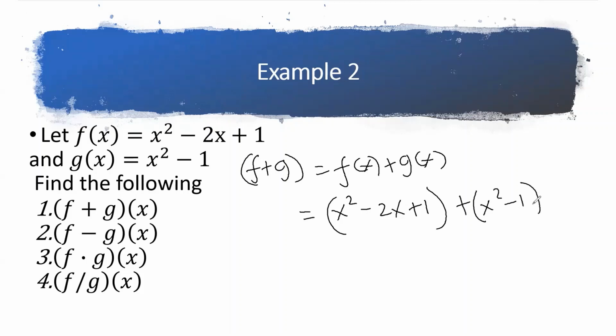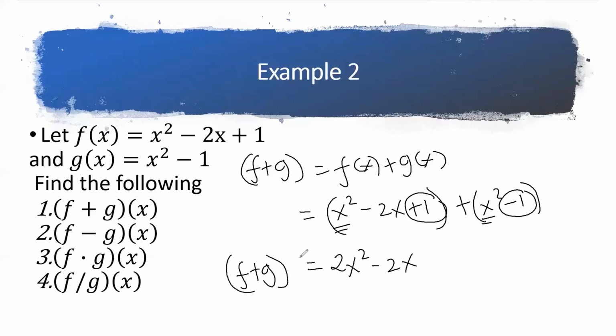Now, combine like terms. We have like terms: x squared, and positive 1 and negative 1. Let's start first with the x squared. x squared plus x squared is 2x squared. Now, just copy negative 2x. And positive 1 plus negative 1 is 0. If that is 0, no need to write. So f plus g of x is equal to 2x squared minus 2x.